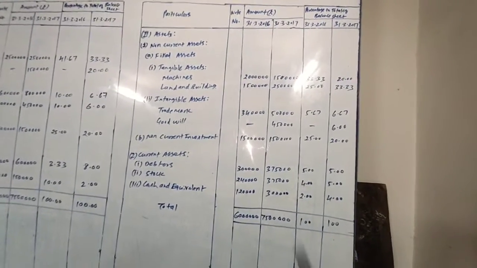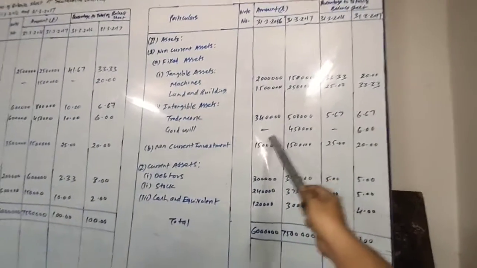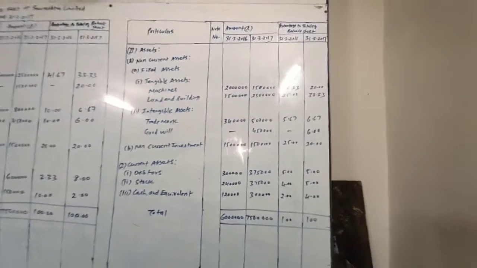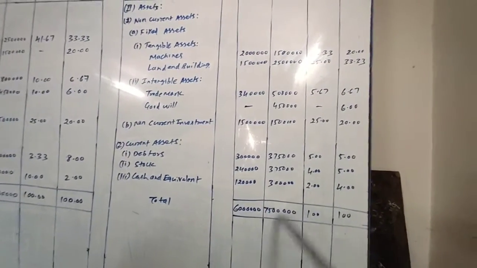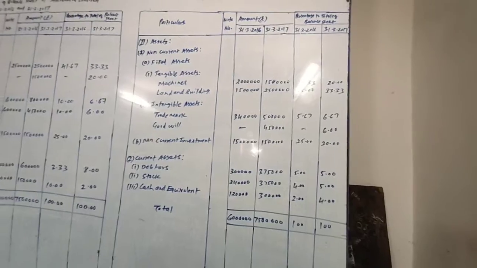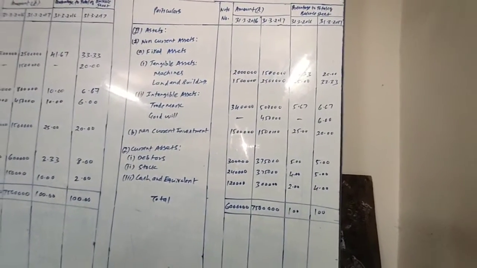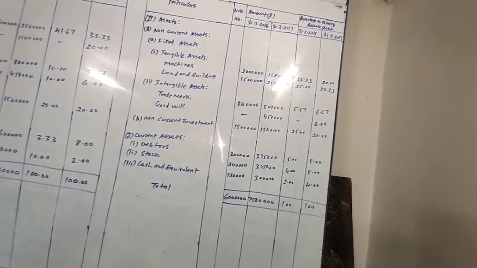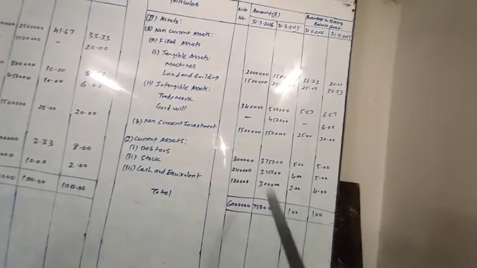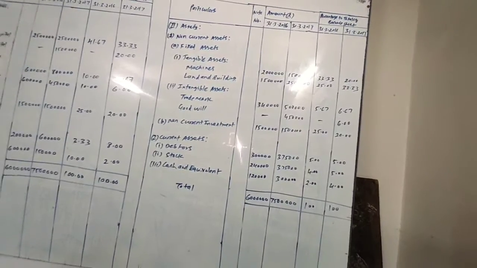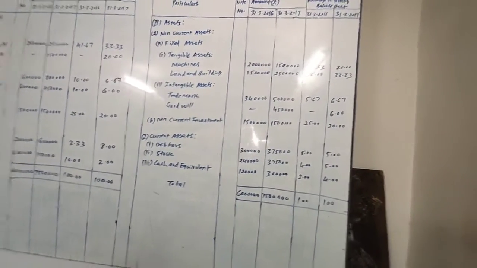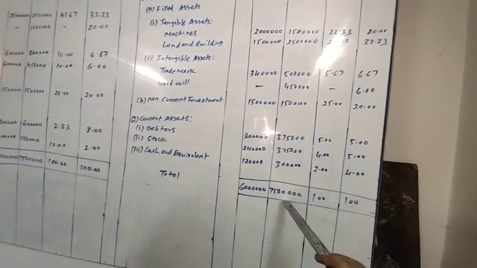The next item is goodwill, which is not there in the year 2016. So dash in both the columns. And in the year 2017 it is 4,50,000 out of 75 lakh. So 4,50,000 upon 75 lakh into 100 we get 6%. Okay, next item is non-current investment, which is 15 lakh in both the years, but in the year 2016 it is 15 lakh out of total of 60 lakh. So 15 lakh upon 60 lakh into 100 we get 25%. And in the year 2017 it is 15 lakh out of 75 lakh. So 15 lakh upon 75 lakh into 100 we get 20%.